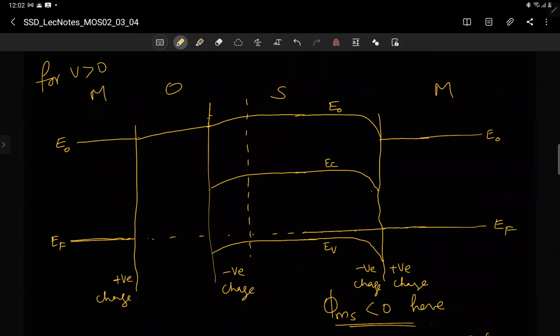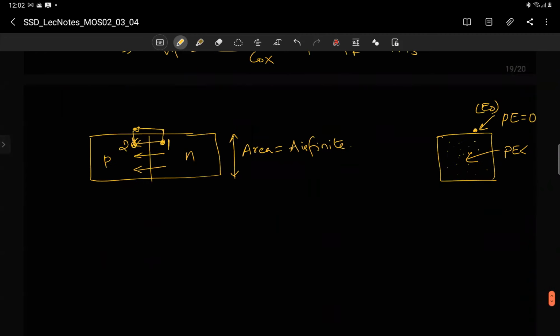Is it clear? Yes, sir. Sir, like in a conductor, the electric field inside is zero and charges are present only on the surface. Is it the same in a semiconductor also?